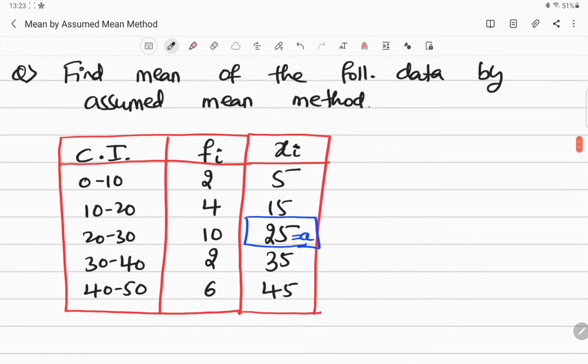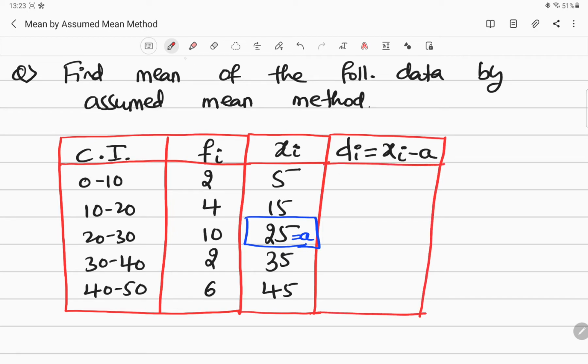Then after that we are going to find out something called deviation, that is called di. Di is equal to, the formula is xi minus a. It's quite simple. Again, let me complete this table. Along with me, you also complete this so that it becomes easy for you to solve. Now xi minus a, what is xi? 5 is xi here. What is a? 25. So 5 minus 25 is minus 20.